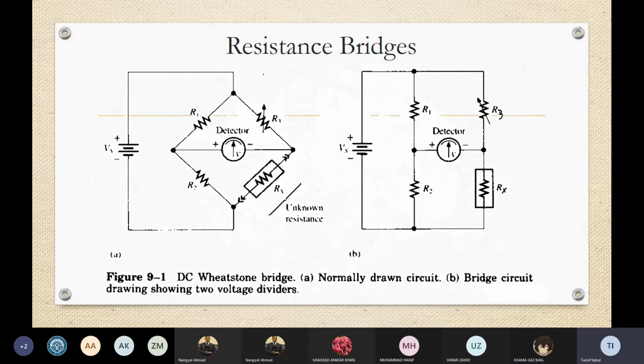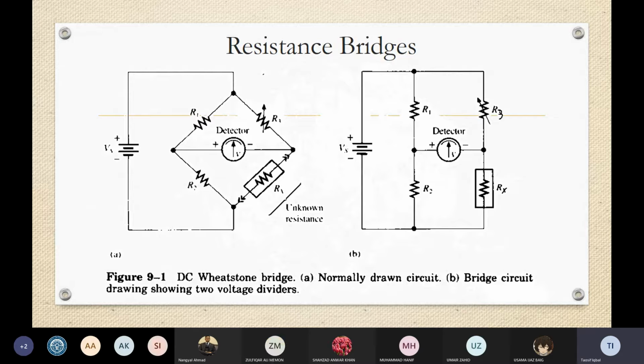This detector is basically a galvanometer, and this galvanometer has null in the center of the scale, because in case of a change in the direction of current, its pointer can go in both ways. It can move in clockwise and anti-clockwise direction with respect to the direction of current.